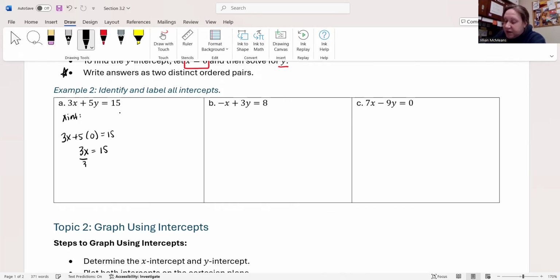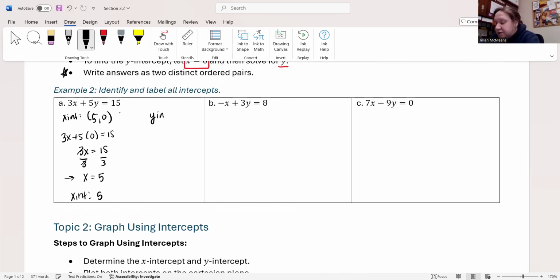I divide both sides by 3. That'll undo that multiplication of 3 and x. 3 divided by 3 is 1. 1 times x is x. And then 15 divided by 3 is 5. So I don't like x equals 5. You'll find out later why. Either say x-intercept is 5, or say x-intercept is (5, 0). Don't write it like this because that means something else in math. So either label it x-intercept is 5 or x-intercept is the ordered pair (5, 0).